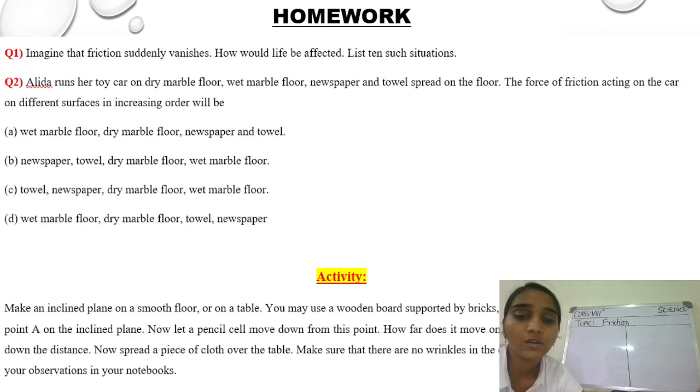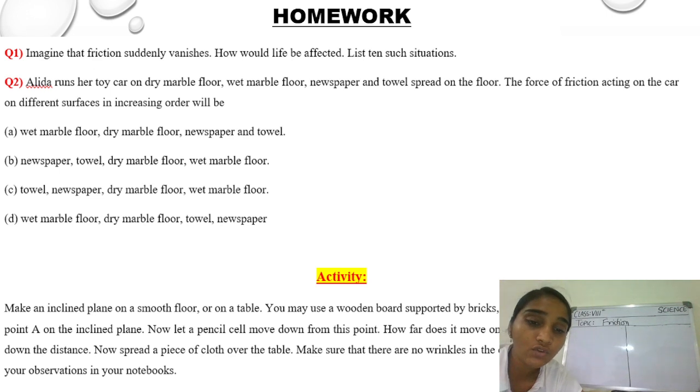So students, there is one homework for you. Question 1: imagine that friction suddenly vanishes, how would life be affected? You have to list out 10 situations. Then, Alida runs her toy car on a dry marble floor, a wet marble floor, newspaper and a towel spread on the floor. What is the force of friction acting on the car on the different surfaces? You have to arrange them in increasing order, A B C D out of 4, which will be the increasing order.